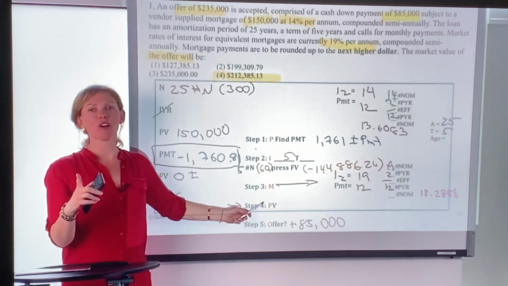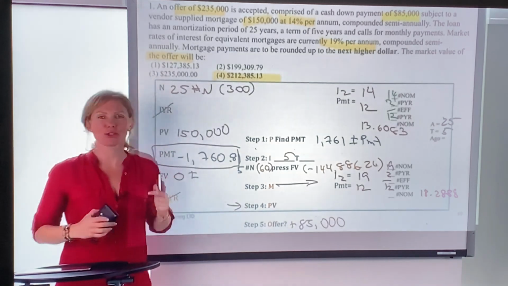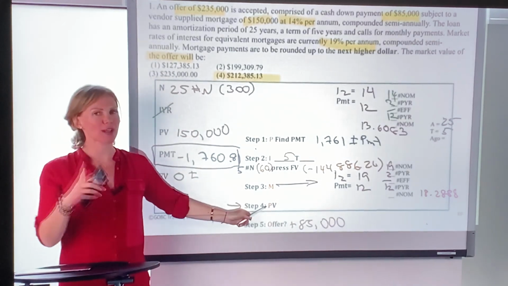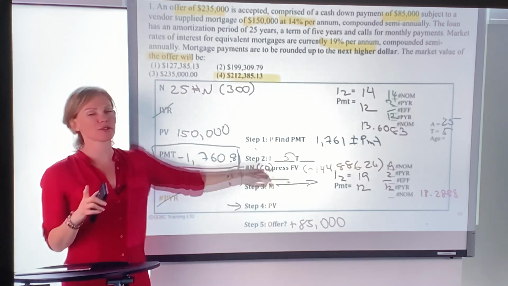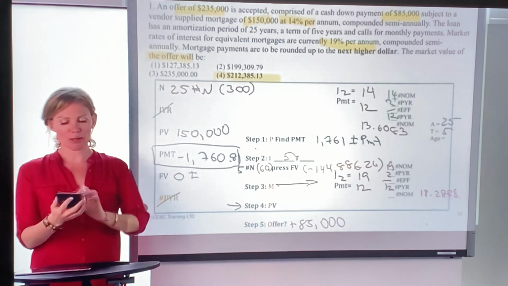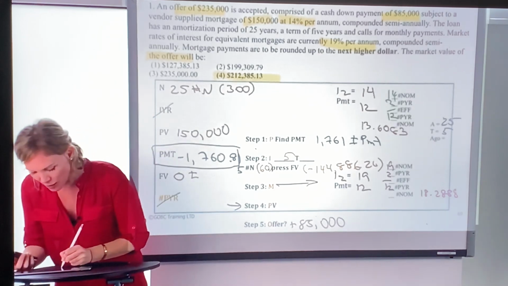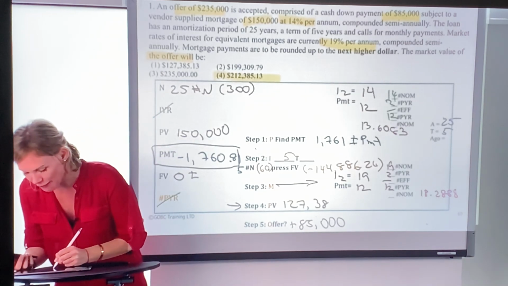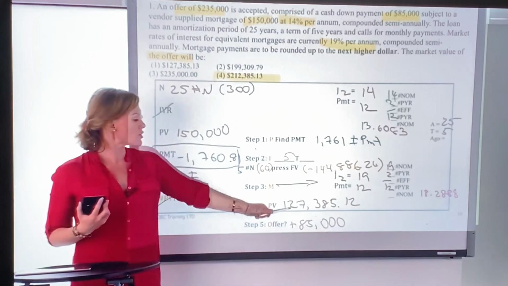I always say it's not a pimp, it's a PV formula. So make sure that you don't press the future value. If you press the future value by mistake, you'll have to redo the whole question from the beginning. So press the PV. When you press PV, it will come up as positive 127,385.12. So that is your mortgage value.